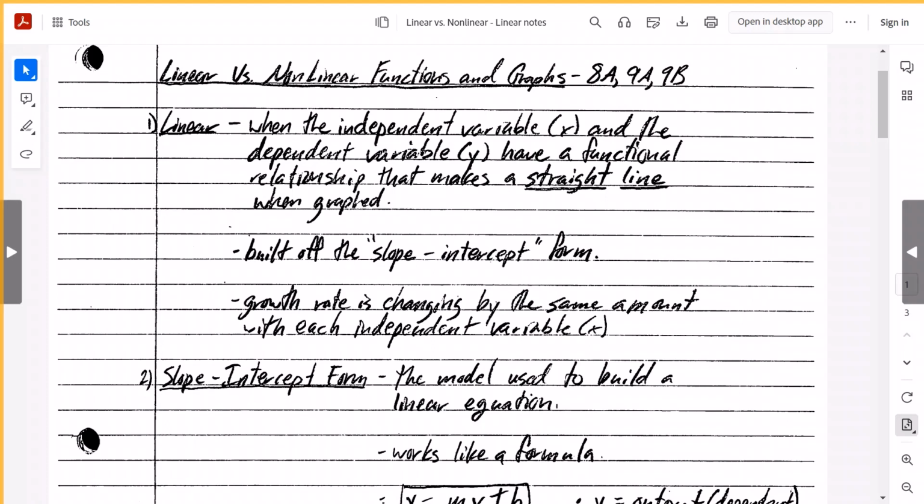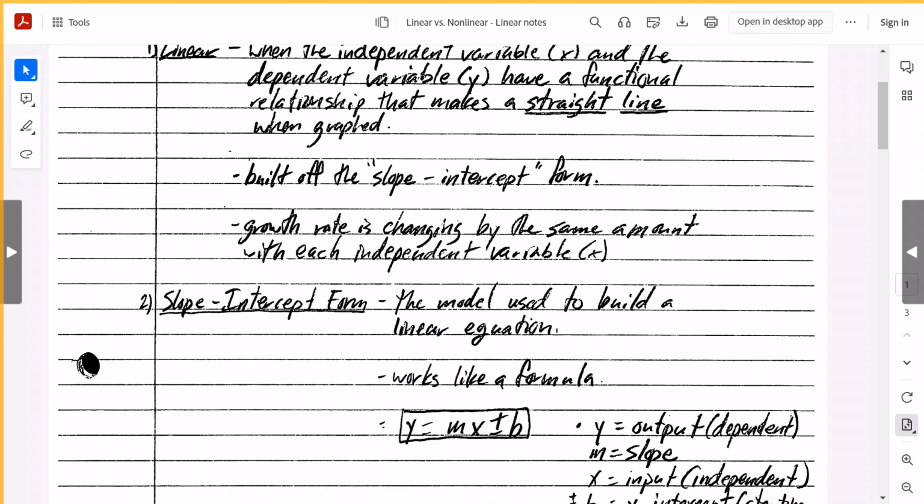when you graph it. X is what's called your independent variable, meaning that it's going to do what it wants to do and nothing can affect it. Y is your dependent variable. It means that you don't know what it is unless you follow the function that's affecting x. It's built off of the slope-intercept form. You probably remember slope-intercept form is y equals mx plus b.